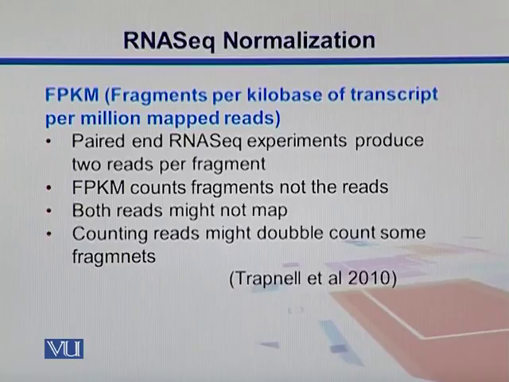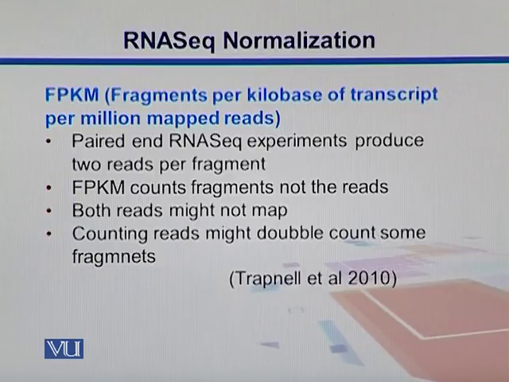Trapnell et al., who wrote a software called TopHat, which is very famous in RNA-seq analysis, provided another normalization technique, a slight variation, though the concept is the same, but they are using different words. They say fragments per kilobase of transcript per million mapped reads. Rather than RPKM, it's now FPKM. This is applicable where we have paired-end RNA-seq experiments. They produce 2 reads per fragment. So they take an RNA fragment and make 2 reads.